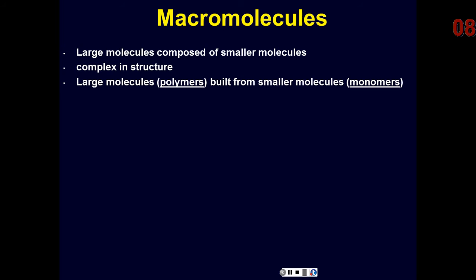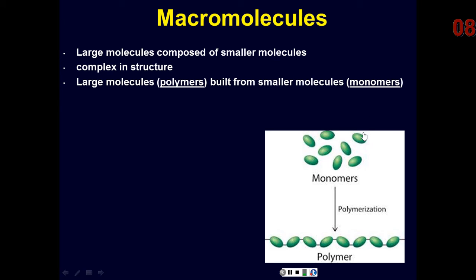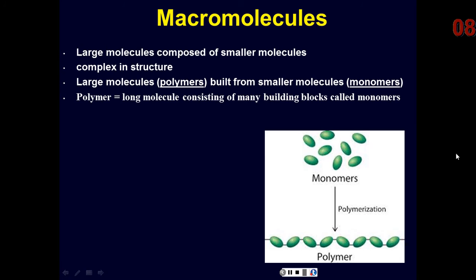You can almost think of these molecules as a freight train. You know that the freight train is large, but it's made of individual train cars that are bonded together to form the entity of the freight train. So you could think of the individual units as the cars, and the large train, that would be the polymer. So we have monomers, individual units that bond together to form a polymer. So definition: a polymer is a long molecule consisting of many building blocks called monomers.